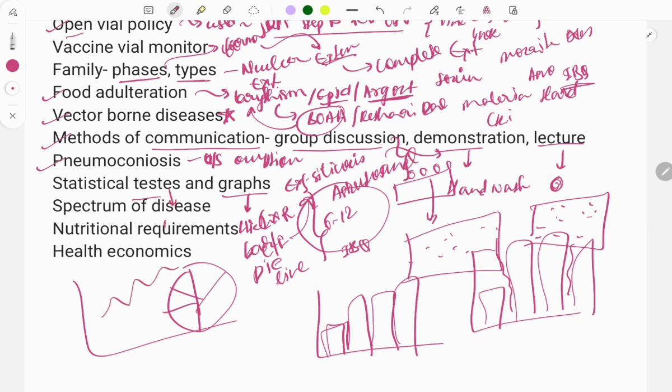And the statistical test means the mean, the median, the mode. Okay, so you need to look at the definitions, what is the mean, median, and mode, and how do we calculate it. You need to look at those features also, those things also.